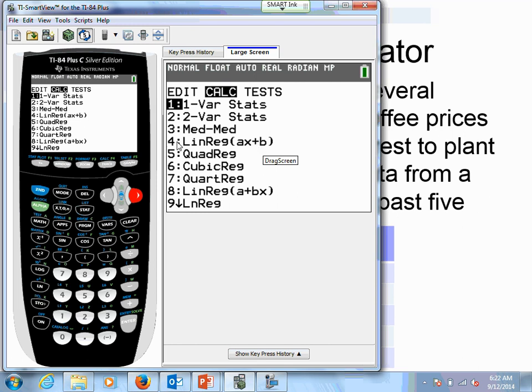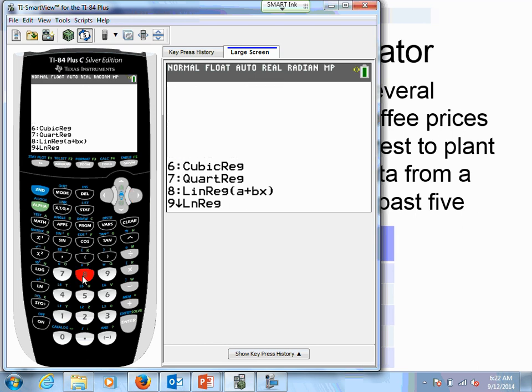So what I like to say is number 4 sucks and 8 is great. If we look at 8, 8 matches the equation that we want to create. So that's kind of important. We don't want to use number 4. Again, 4 sucks, 8 is great. So let's choose 8.